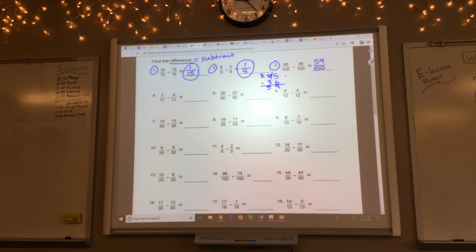Okay. All right, well, 59 divided by itself, so 59 divided by 59, well, that'll work. That'll get me 1. But if I take 100 divided by 59, is that going to work? Probably not. So 59 can only be divided by itself and 1. So if that's the case, guys, you don't have to simplify that. So you just leave it as 59 over 100.